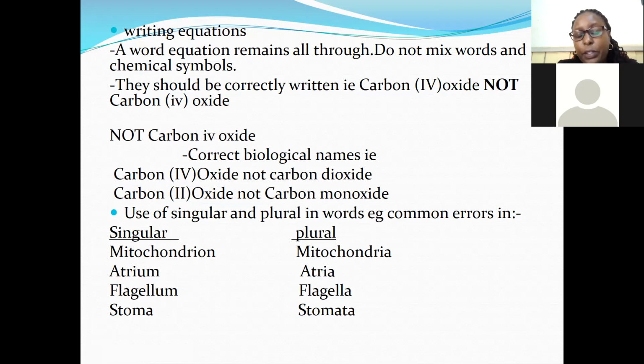We've had mistakes. Some of the students don't know the singular and plural of some words. A part like mitochondrion: when it is one, it is mitochondrion. Many of them become mitochondria. Atrium, we have the atrium in the heart, many atria. A flagellum, we have the flagellum for locomotion.